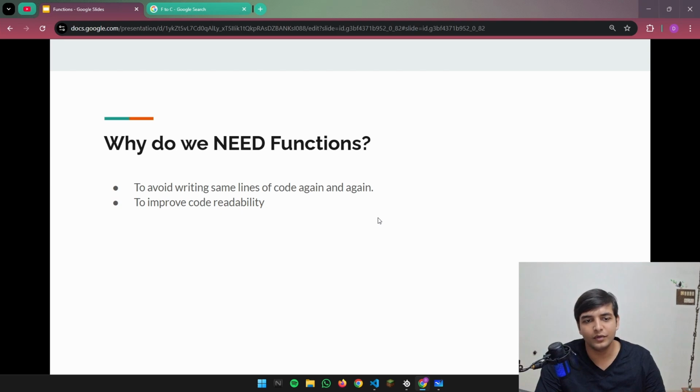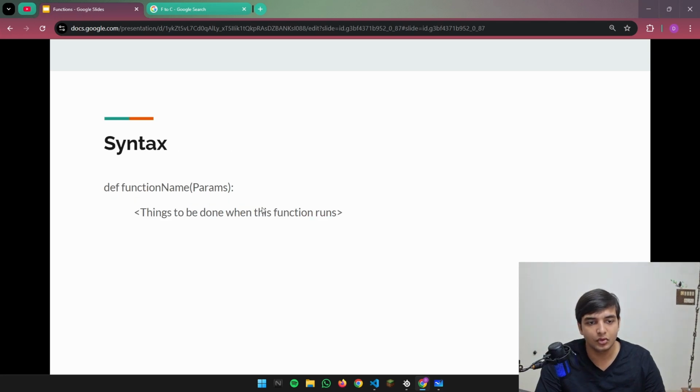Okay, why do we need functions? We have discussed that just now. Also, it improves the code readability. So yeah, let's take a look at the syntax. For defining the function, we use the def keyword and then we write the function's name. We write the parameters or we do not write the parameters, depends on how the function works. And this is all the calculations and stuff which we need to do inside the function.